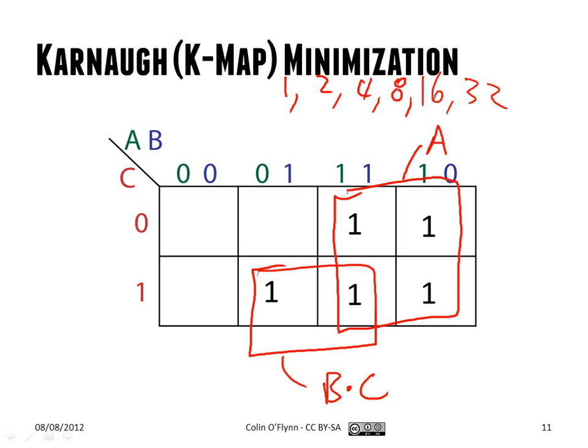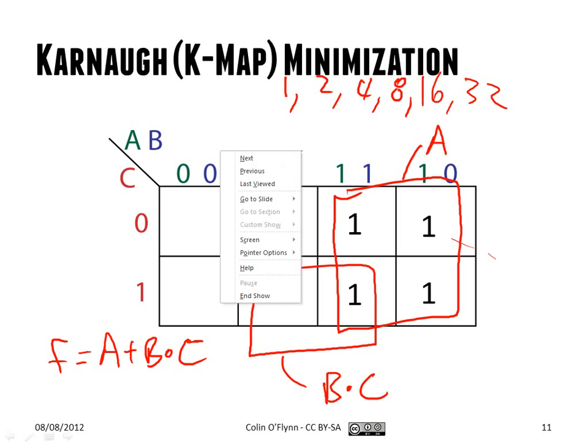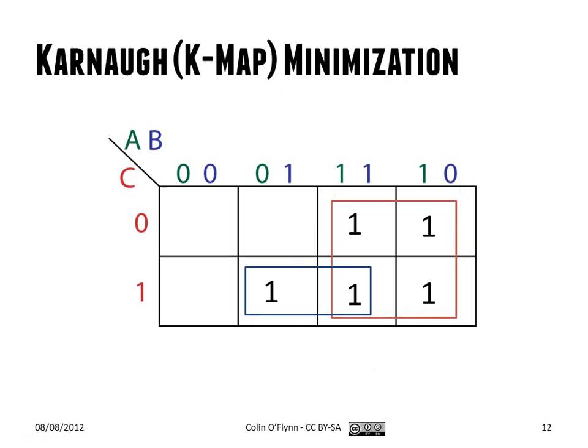B and C. And so this entire function can now be just written as F equals A plus B and C. If you remember back when I showed the simplification through algebra, this is the same equation I showed before, but you had to do a whole bunch of algebra to get to this. With the K-map, all I've done is I've written down the ones, I've circled them, and then you're done. So it's quite a bit easier method of getting simplified logic.